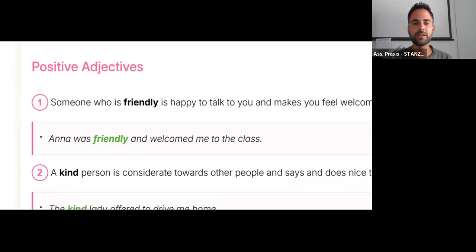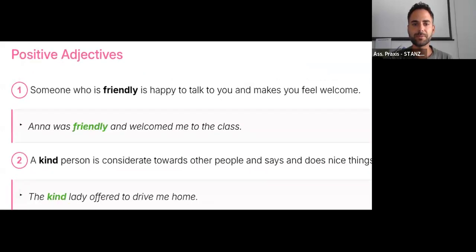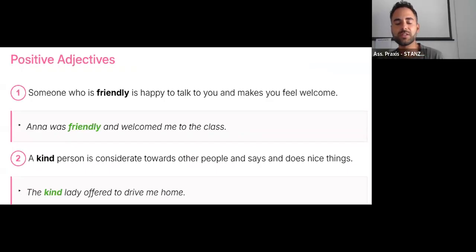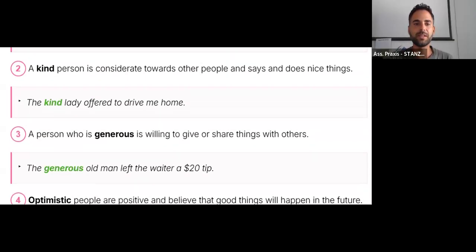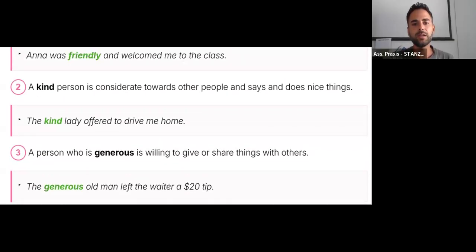So let's have a look now at some positive adjectives. Number 1, someone who is friendly is happy to talk to you and makes you feel welcome. Anna was friendly and welcomed me to the class. Amichevole. Number 2, a kind person is considerate towards other people and says and does nice things. The kind lady offered to drive me home. Gentile, cordiale.